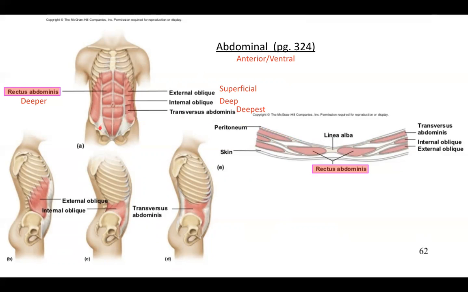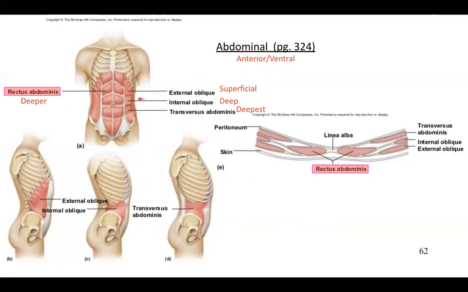But the rectus abdominis, it originates down in the pubis portion of the coxa bones, and then it inserts up into your sternum and costal cartilage. And whenever this contracts, it flexes your vertebral column.